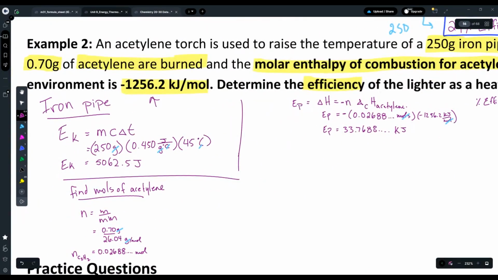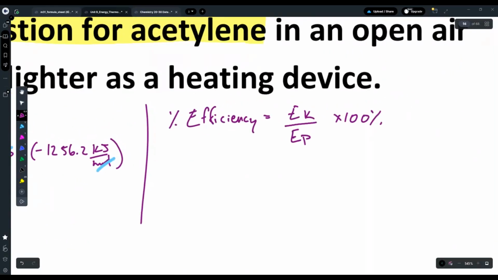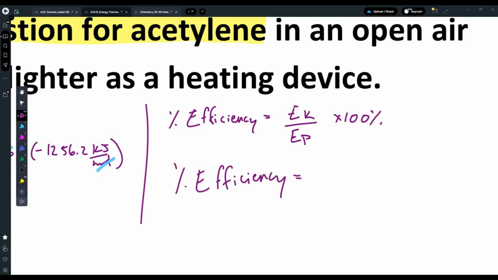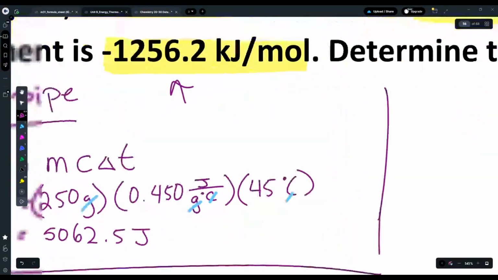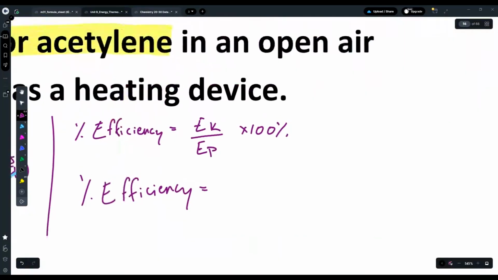So we have our potential energy, we have our kinetic energy, so we've got everything to figure out percent efficiency. Our kinetic energy was 5,062.5.